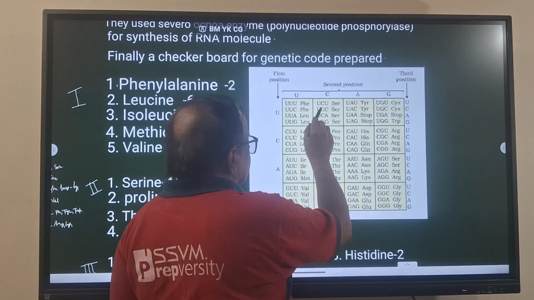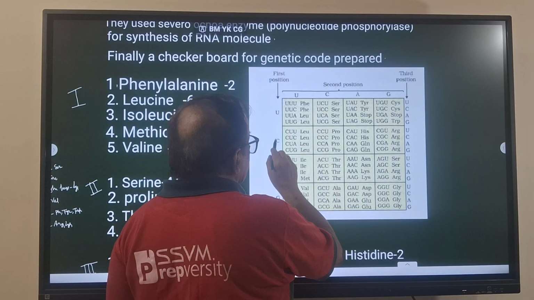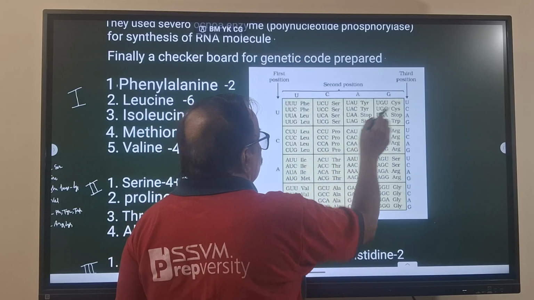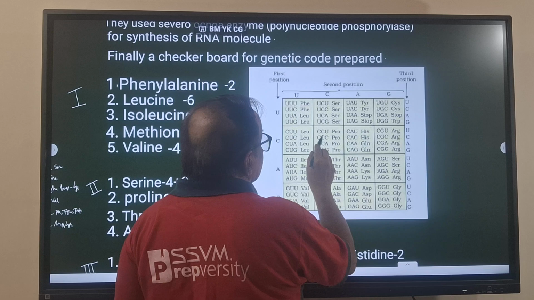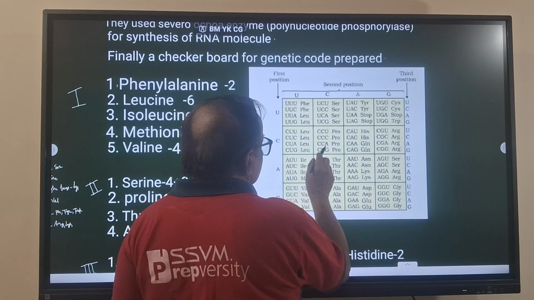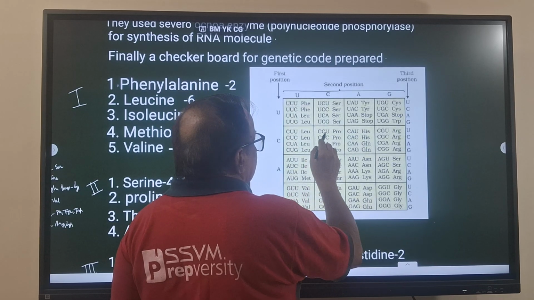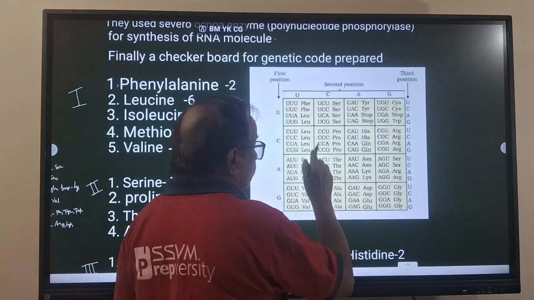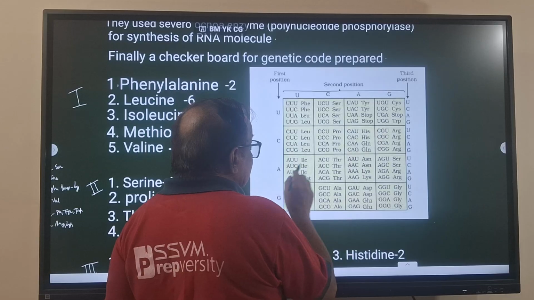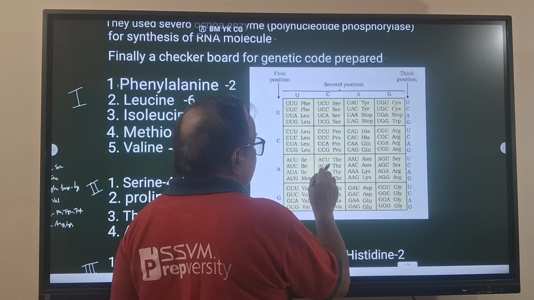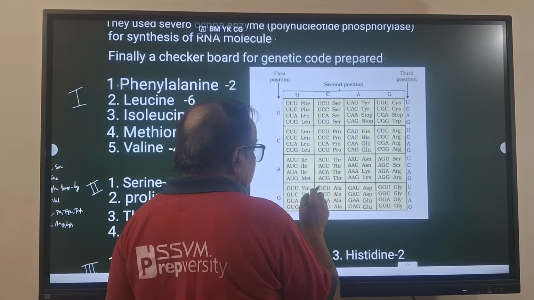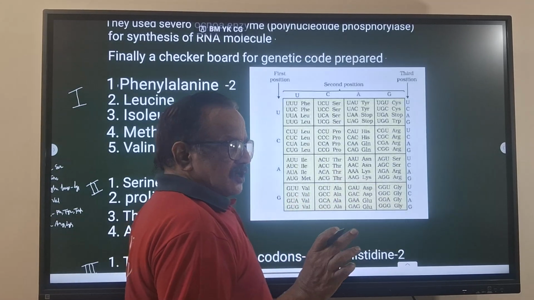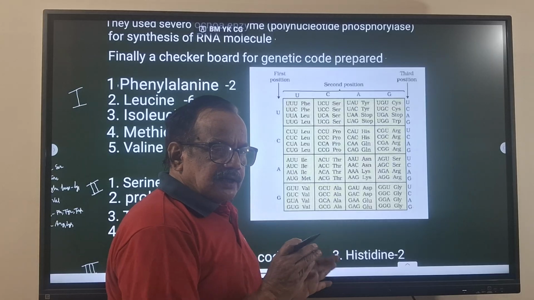Here U with C, next is the C, C with C, and U, and C with C, C with C, C with C. Two C's are coming, then it is the second box. Two C's are coming, it is the second box. Here AC is coming, that is the third box. GC is coming because it is C. GC is coming, fourth box. You see it properly and practice it.